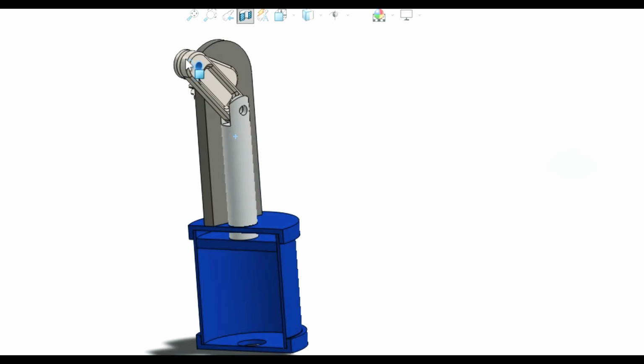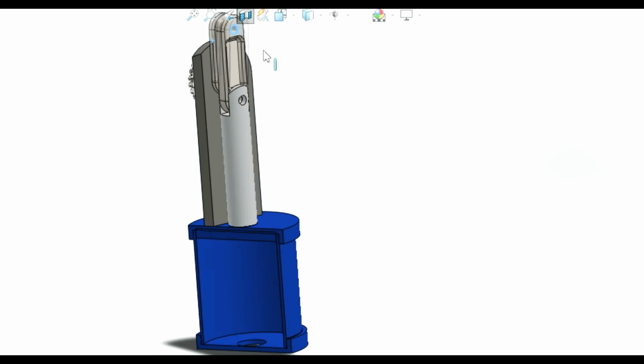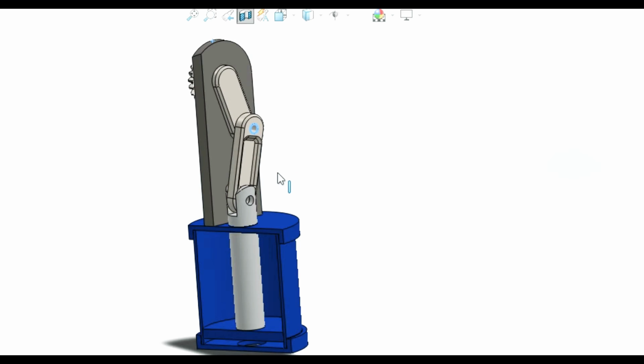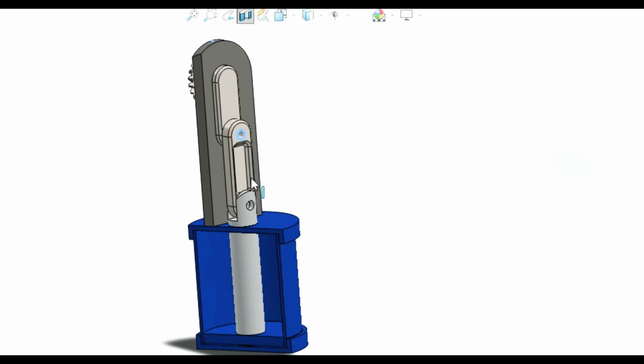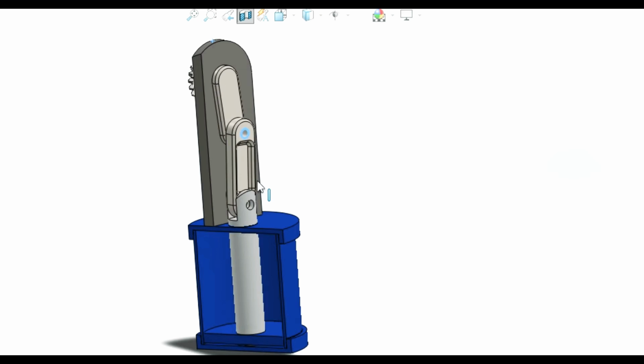At the uppermost position, top dead center, when it moves from bottom dead center, the lowermost position, to the uppermost position, it causes the air to be sucked in, and when it goes from top dead center to bottom dead center, the opposite occurs. The air is pushed out, high pressure air.